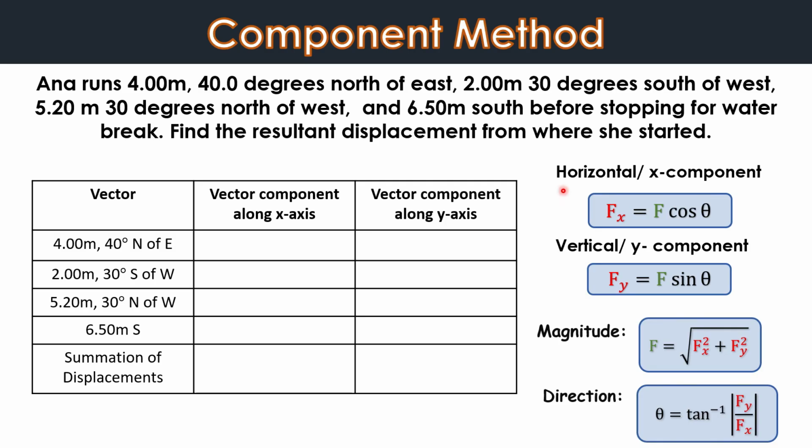So ayan, we have here another example of component method in getting the resultant vector now of a certain problem related of course sa vector addition. So we have here Anna walks 4 meters 40 degrees north of east, 2 meters 30 degrees south of west, 5.20 meters 30 degrees north of west, and 6.50 meters south before stopping for a water break. Find the resultant displacement from where she started. So ayan, apat ngayon ang ating vectors, and 3 of these vectors ay may angle.